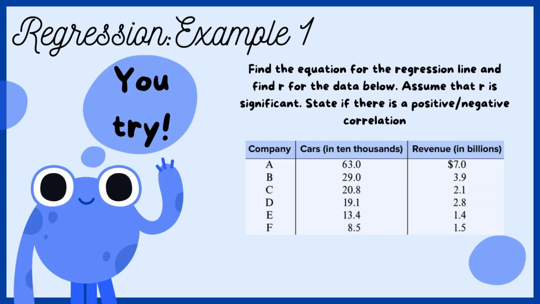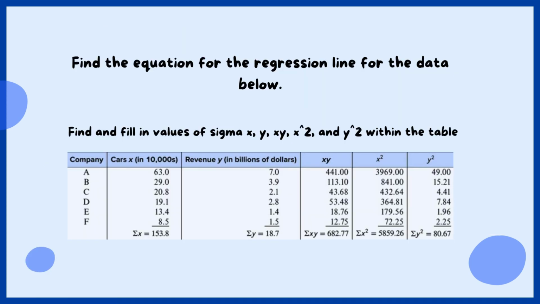Example 1. Find the equation for the regression line and find r for the data table below. Assume that r is significant. State if there is a positive or negative correlation.